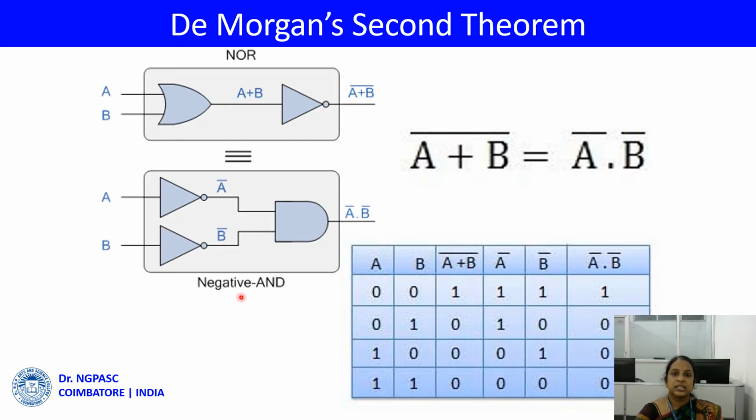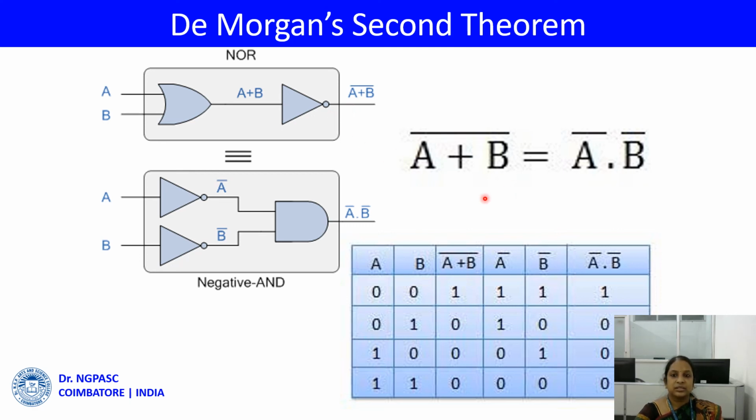Similarly, this is De Morgan's second theorem. So (A plus B) the whole complement is equal to A complement dot B complement. So first you will add the two inputs. Adding the two inputs, you will get A plus B using an OR gate, and then you will complement it using a NOT gate. So the output will be (A plus B) the whole complement.